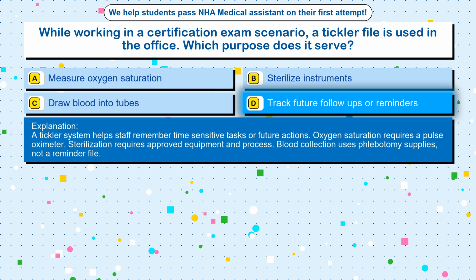A tickler system helps staff remember time-sensitive tasks or future actions. Oxygen saturation requires a pulse oximeter. Sterilization requires approved equipment and process. Blood collection uses phlebotomy supplies, not a reminder file.